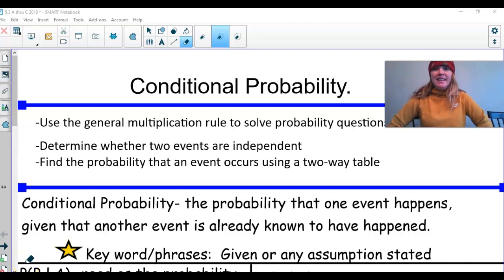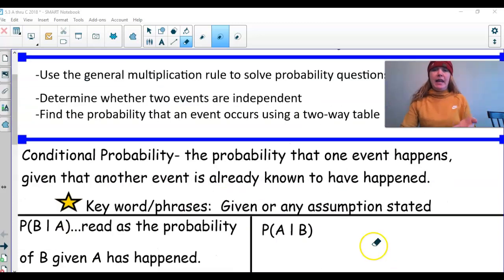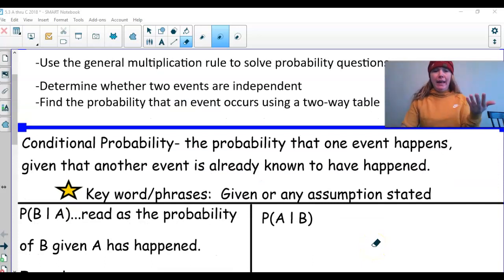Hey, AP Stats, let's start with some conditional probability today. What is conditional probability? It's finding out the probability of something happening given another event has already occurred, okay? You're going to see some key words or phrases, and the biggest one is just "given," or you'll have some kind of assumption that is stated, okay? It won't always say "given."